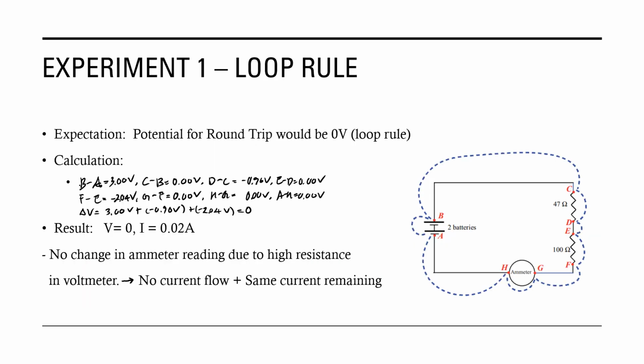Also, regarding the potential for the round trip, which should be 0 volts according to the loop rule, the overall voltage turned out to be 0 when the calculation was done, and the current was still 0.02 ampere. No change in the ammeter reading, due to high resistance and the voltmeter contributing to this result, indicates that there isn't any current flowing, plus the same current remaining in the circuit.